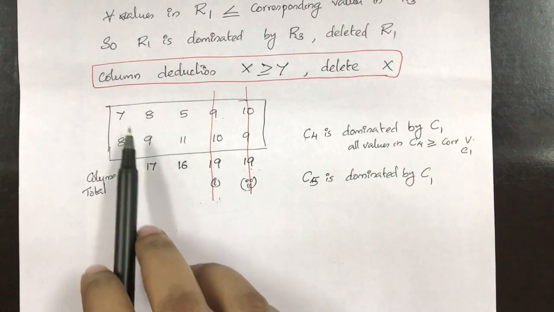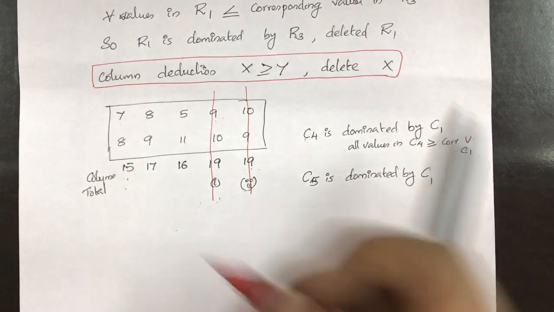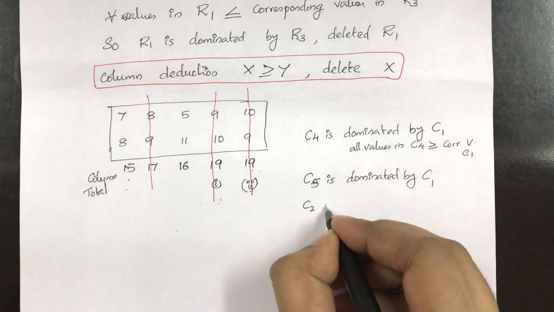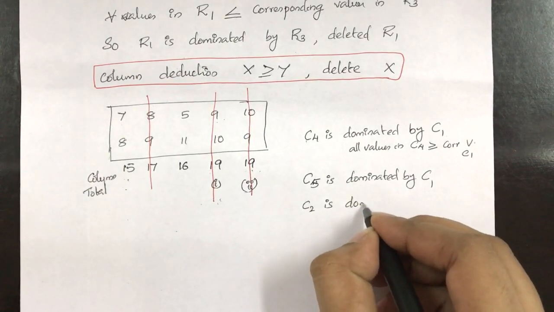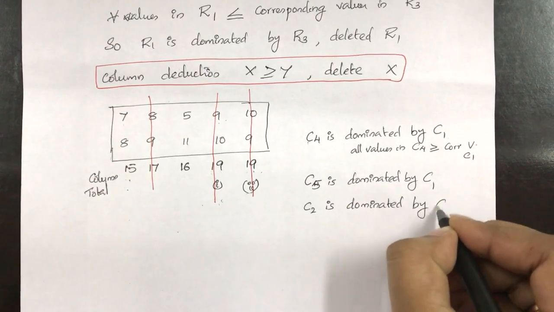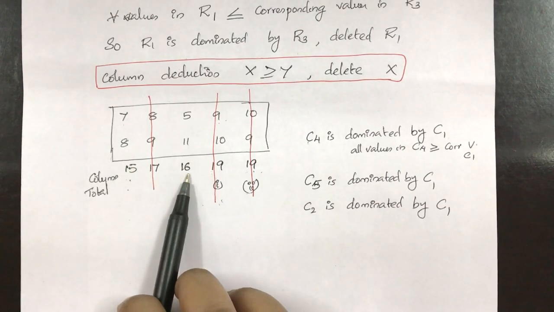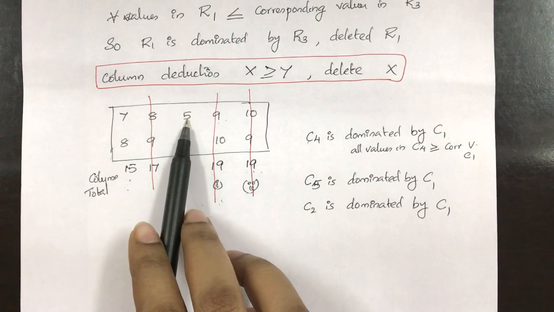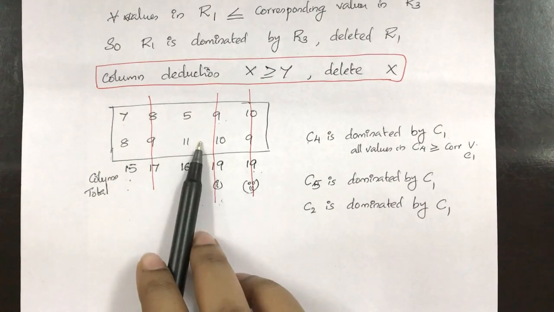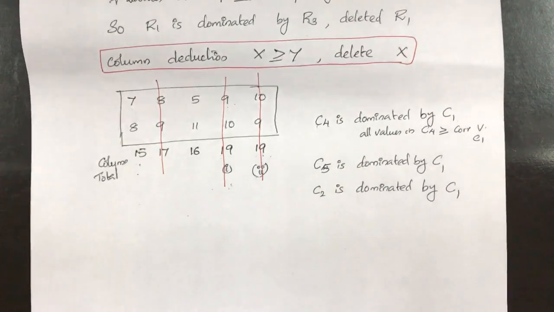Again I am going to compare; the next highest is 17. Compare C1 and C2. 7, 8, this is the highest value. 8, 9, this is the highest value. And delete C2 and write C2 is dominated by C1. Then again compare C1 with C3. 7, 5, this is the highest. 8, 9, this is the highest. So there is no dominance between C1 and C3.